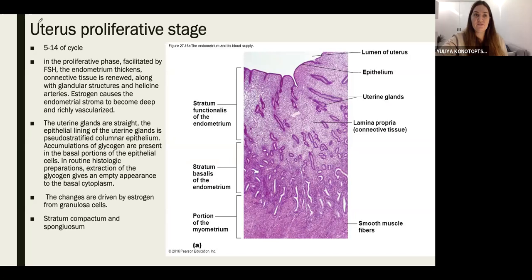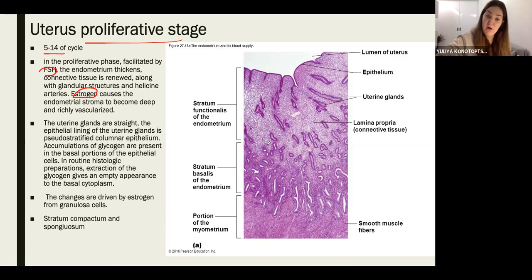Okay, so let's talk about the uterus proliferative stage, right? So when is it exactly? Day 5 to 14 of the cycle, because the first couple of days is the menstrual stage. Facilitated by the FSH or specifically by the estrogen, right? So estrogen is responsible for this stage. That's why in your self-control test, the question will be something like this: the proliferative stage of the uterus is dependent on which hormone? It is estrogen dependent.